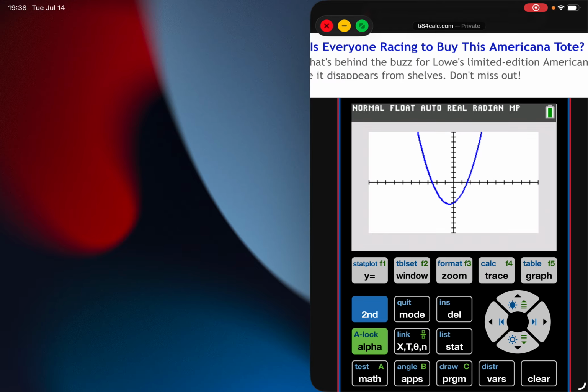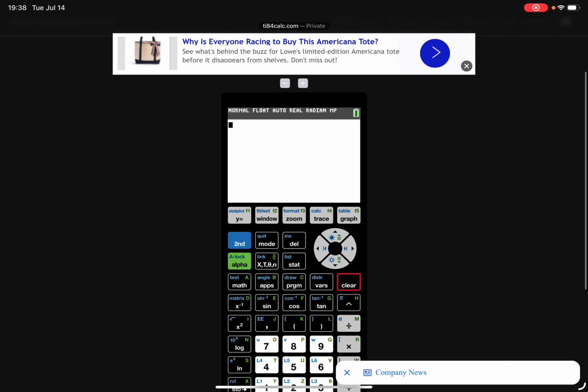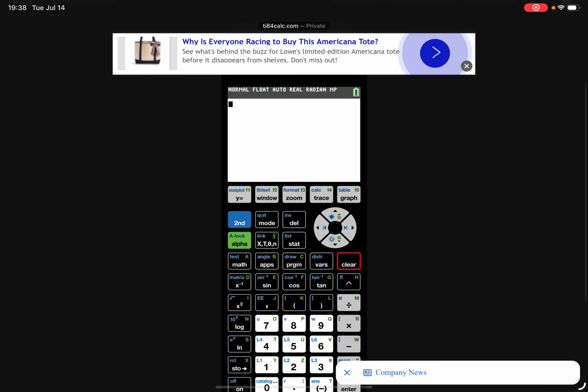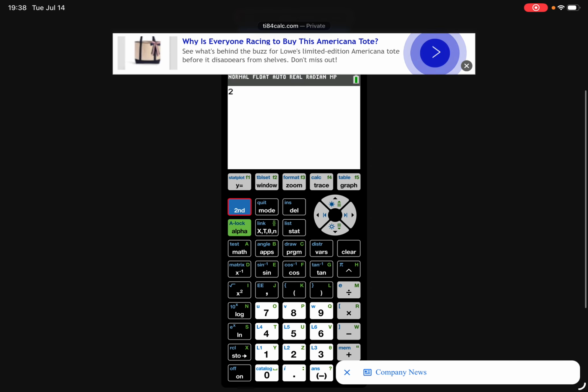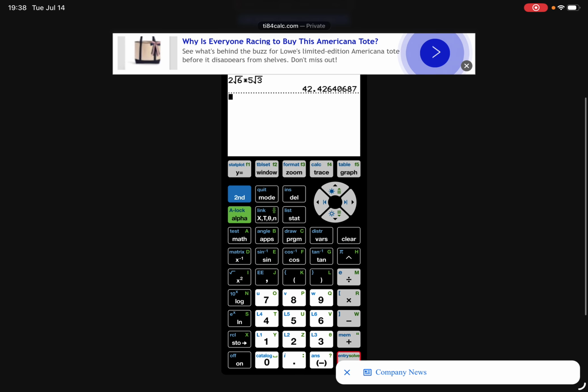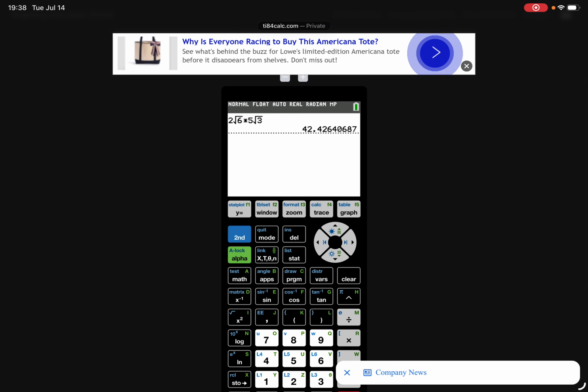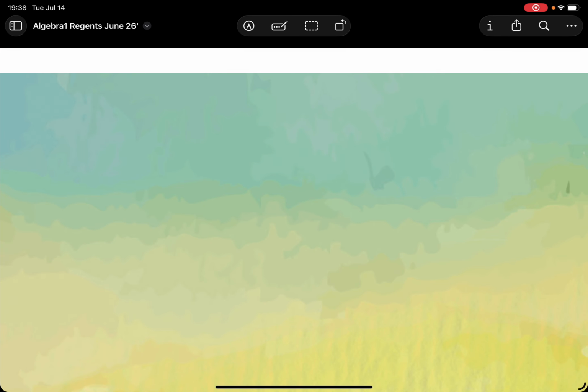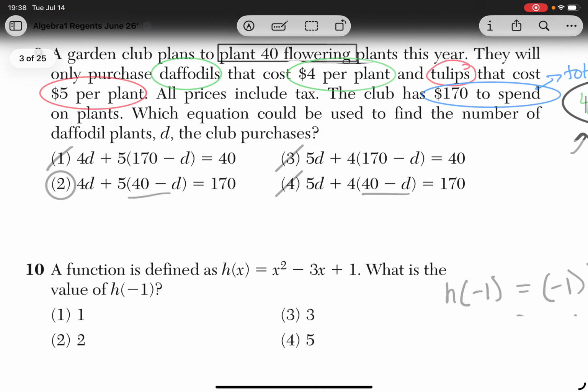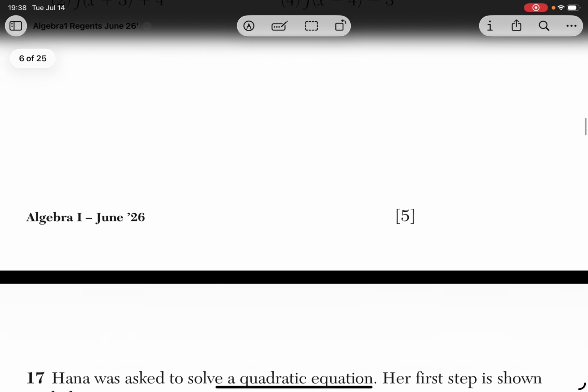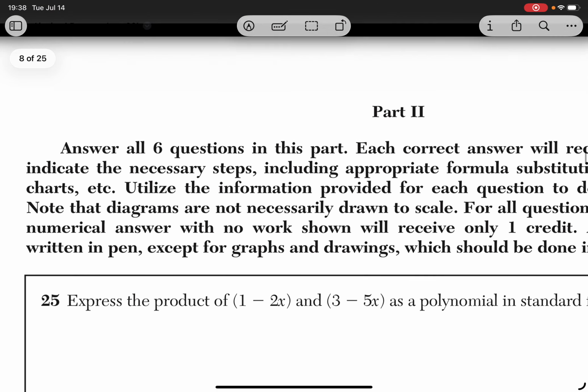Okay, so we have 2, second x squared for the square root, 2 square root of 6. Make sure you arrow out, times 5 square root of 3, second x squared 3. And then hit enter. So we have 42.42 and so on.